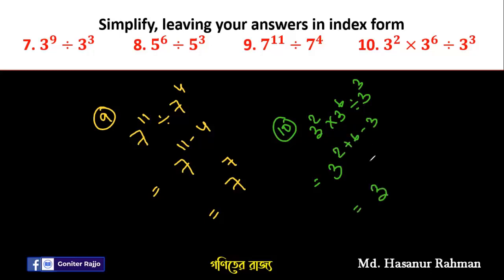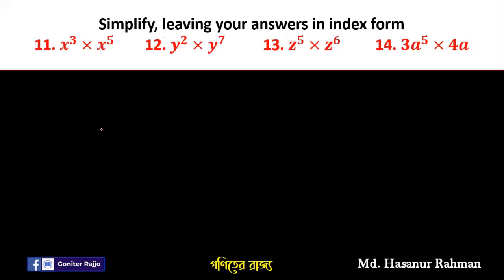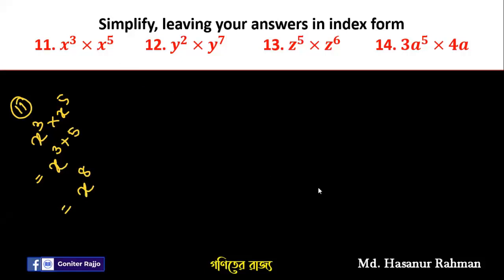Then 3 to the power 2 plus 6, that will be 8 minus 3, then 3 to the power 5. And that will be our final answer. Now number 11. How can you solve number 11? This is very simple. x cube multiplied by x to the power 5. Since bases are the same and there is a multiplication sign, that means we have to add the indices. So 3 plus 5, that means x to the power 8, and that will be the answer of this problem.